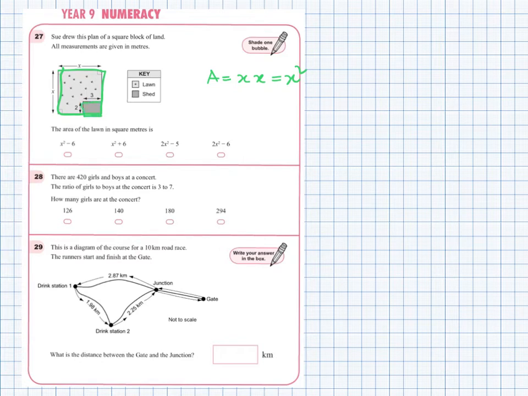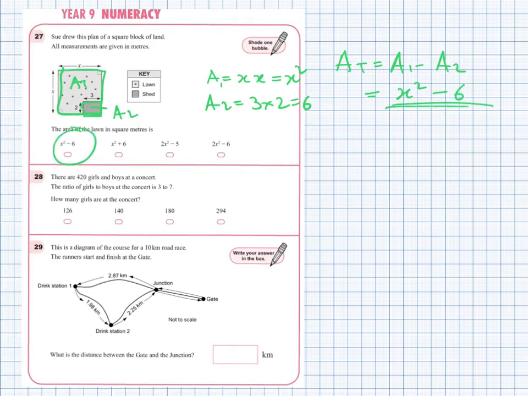Let's call this one A1 and this one A2. So A1 is this, A2 is 3 times 2, which is 6. The total area is A1 take away A2. A1 is x to the power of 2, take away A2 which is 6. So therefore that is the first one.